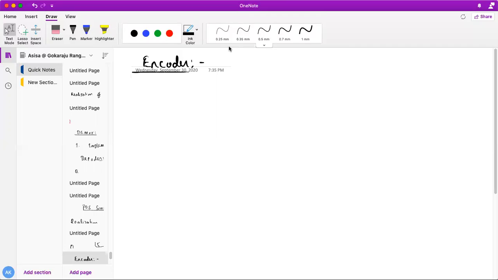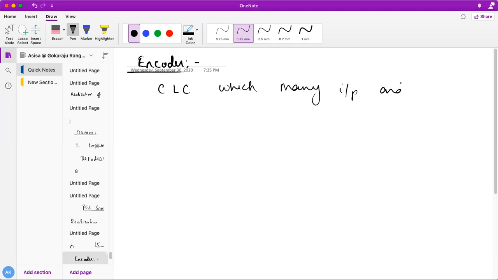Encoder is nothing else, it's again a combinational logic circuit which has many inputs and many outputs. Now, what is an encoder? An encoder is used to convert other code to binary, other code to binary.